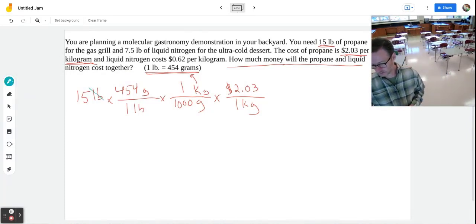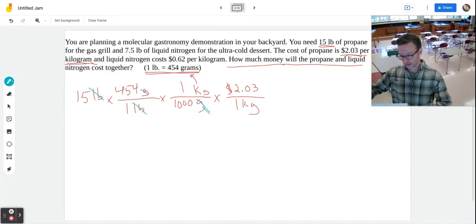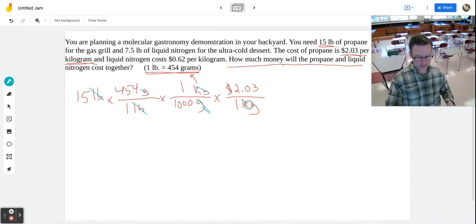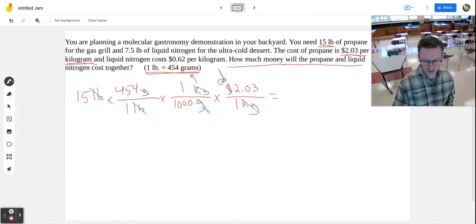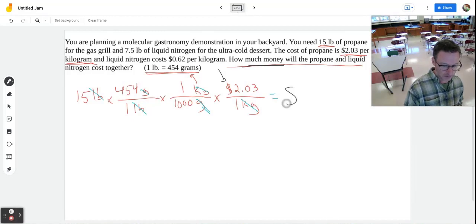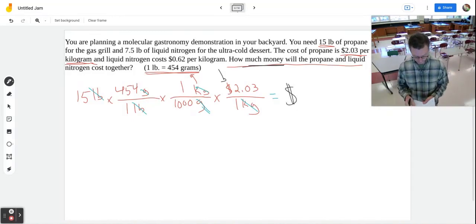So here's how the units cancel through. I've got pounds and pounds that cancel. I've got grams and grams that cancel. So that's the process: converted pounds to grams, grams to kilograms. The kilograms here cancel each other out. So what I'm left with at the end is the unit dollars. How much money? So I want my answer to be in units of money, which is dollars. So there you go. That tells me I set up all the conversions correctly.